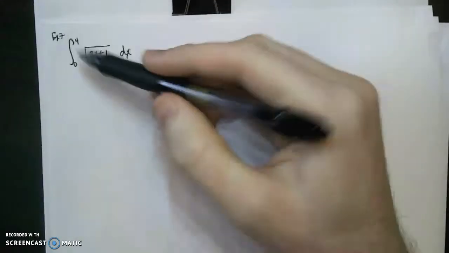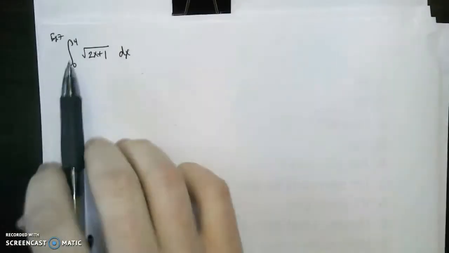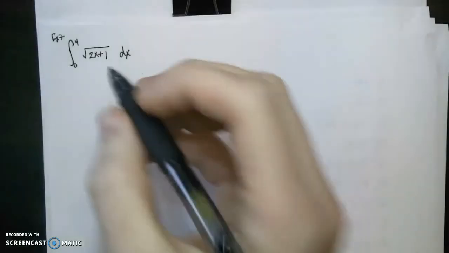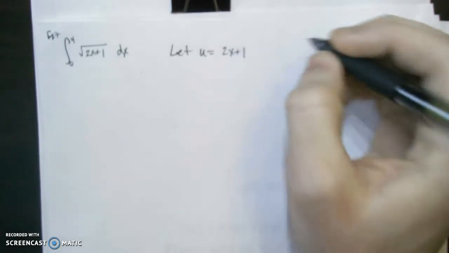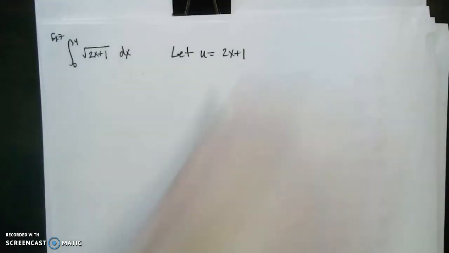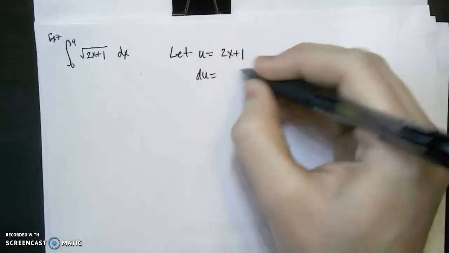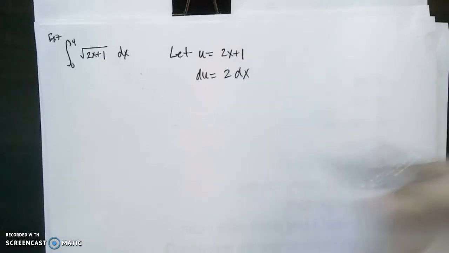All right, in example 7, here we've got an upper limit and a lower limit of integration. So we're going to do our u substitution, and then we're going to fill in our numbers. So I'm going to choose 2x plus 1 to be my u. du would be 2 dx.